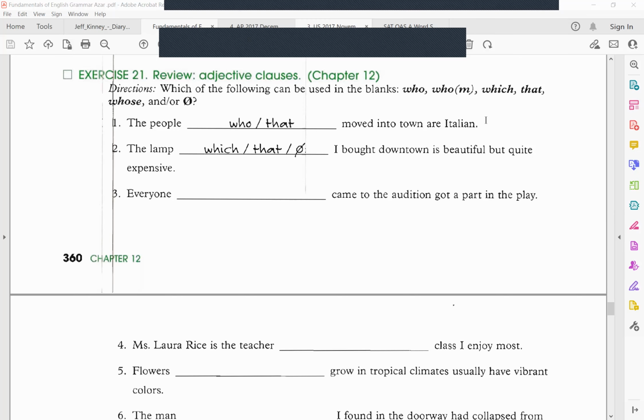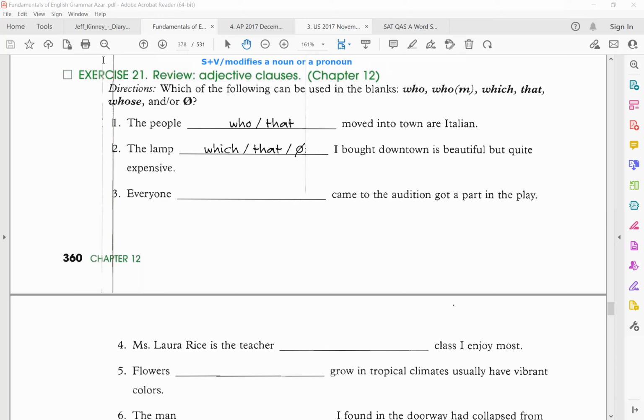Okay, so we are starting with adjective clauses. If you remember from before, an adjective clause has a subject and a verb because it is a clause, and it functions as an adjective, so it modifies a noun or a pronoun, like handsome or beautiful. But an adjective clause is not a sentence because it is a dependent clause.